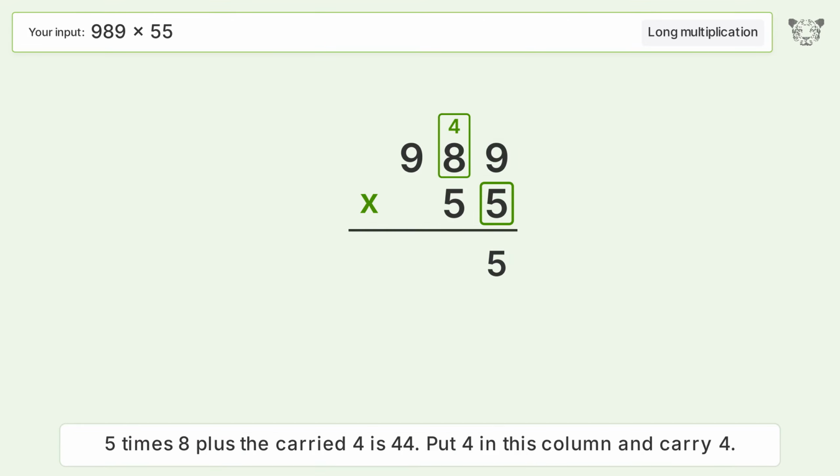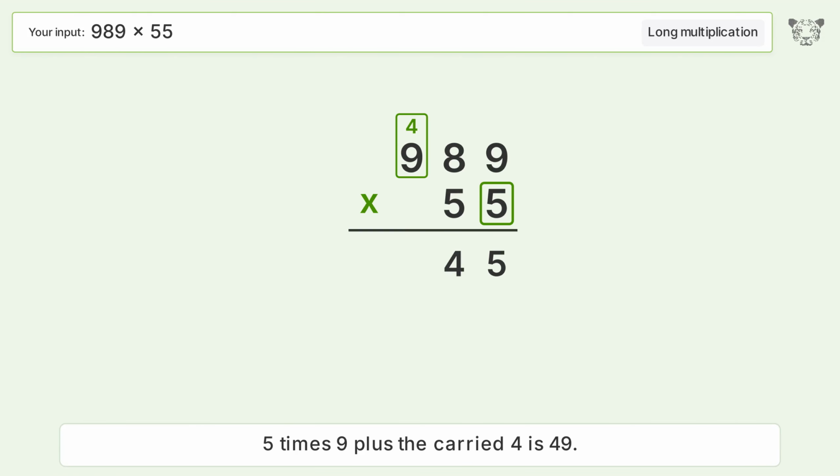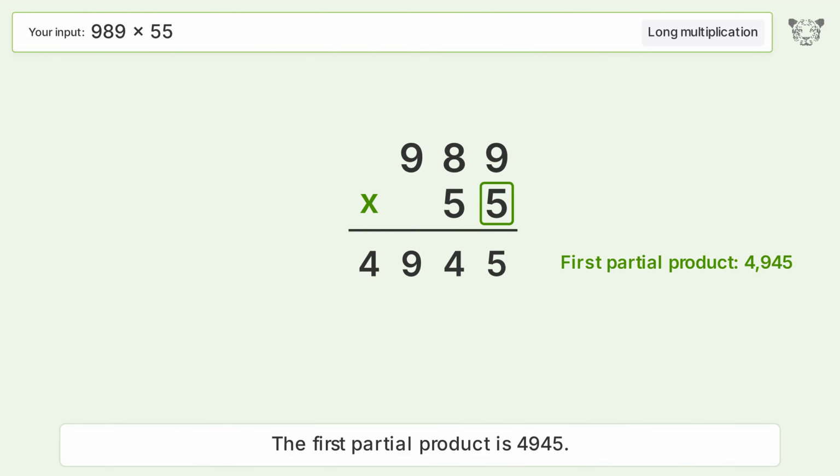5 times 8 plus the carried 4 is 44. Put 4 in this column and carry 4. 5 times 9 plus the carried 4 is 49. The first partial product is 4,945.